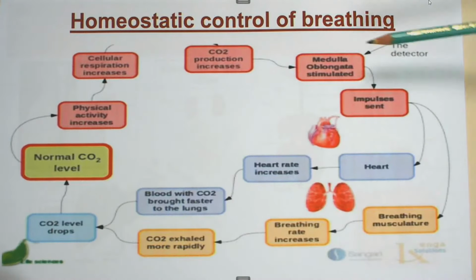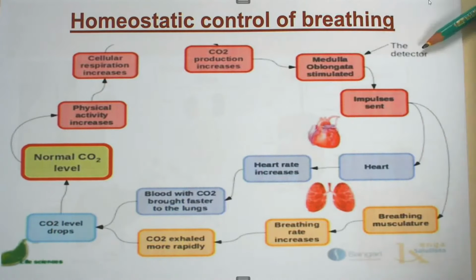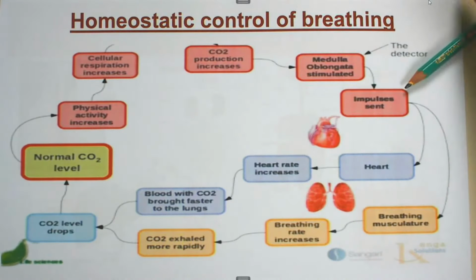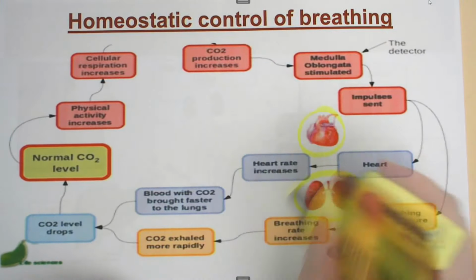Then inside your brain, there's a very clever section, the medulla oblongata. Now the medulla oblongata is the detector, not the detective. It's now realizing that there's too much CO2 in the blood. We need to make a plan. So it's sending an impulse to 2 places. The first place it's sending an impulse to is the heart. The second place is to your lungs.